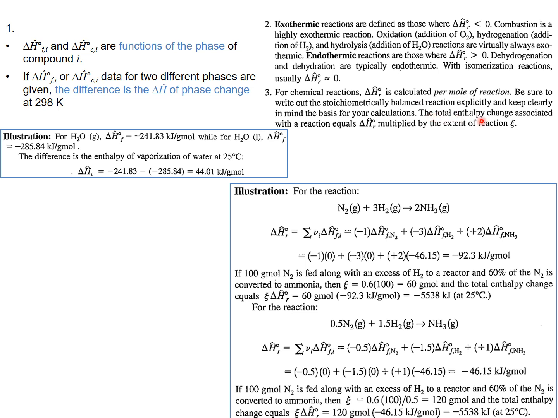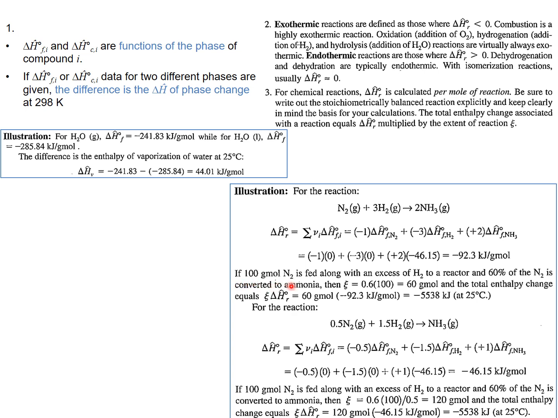The total enthalpy change associated with the reaction equals delta H of reaction at standard state multiplied by the extent of reaction Xi. What does it mean? Actually, I have said about that. The meaning of this sentence is the same as what I have said. The value should be divided by the stoichiometric coefficient. But in this statement, the statement is saying that the extent of reaction Xi. So let me say about that.